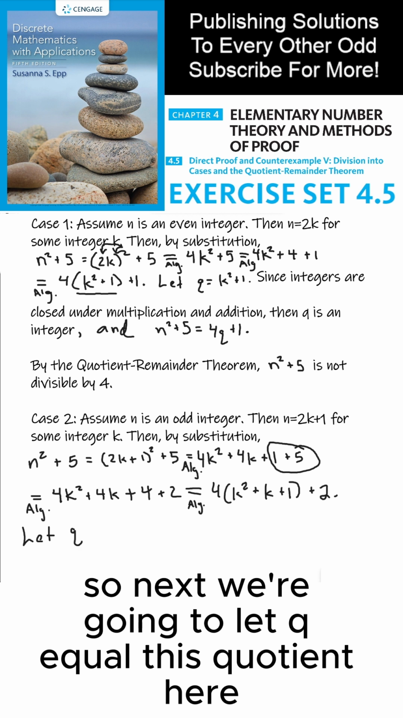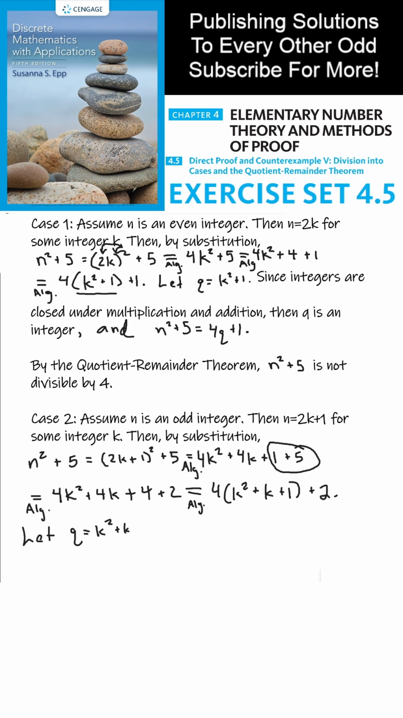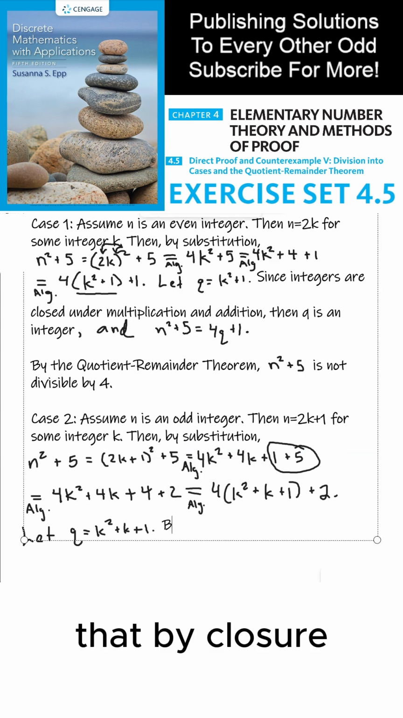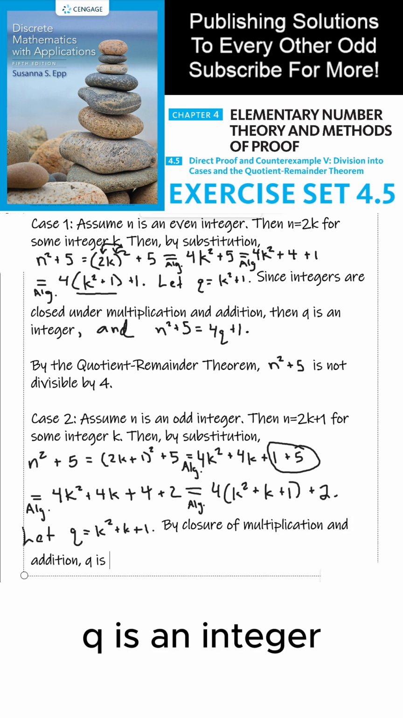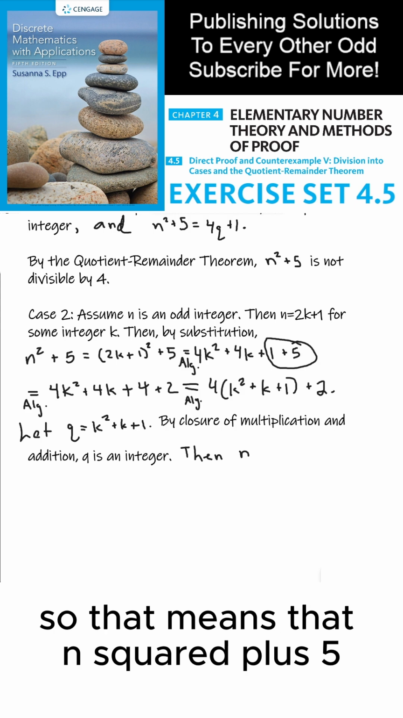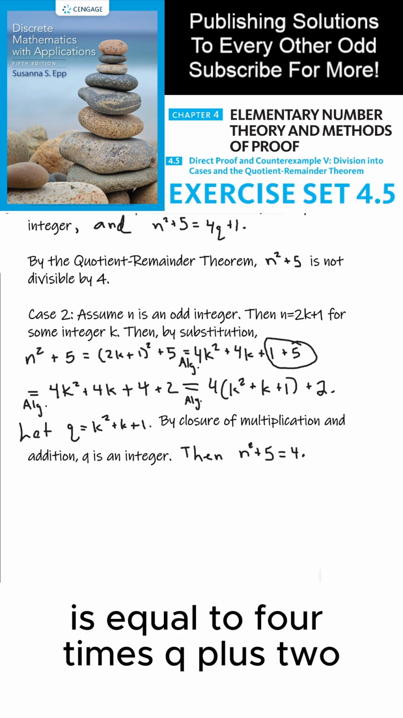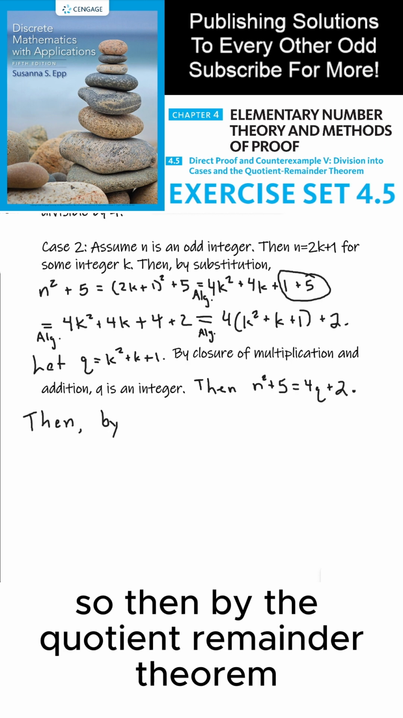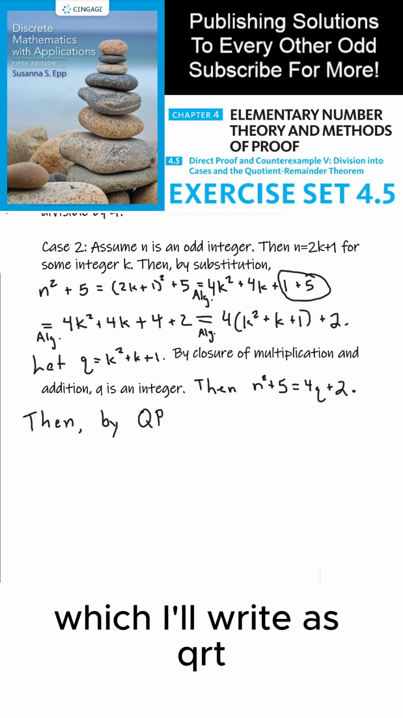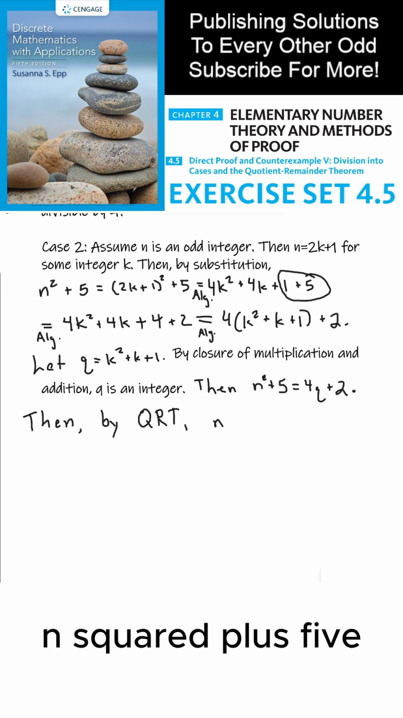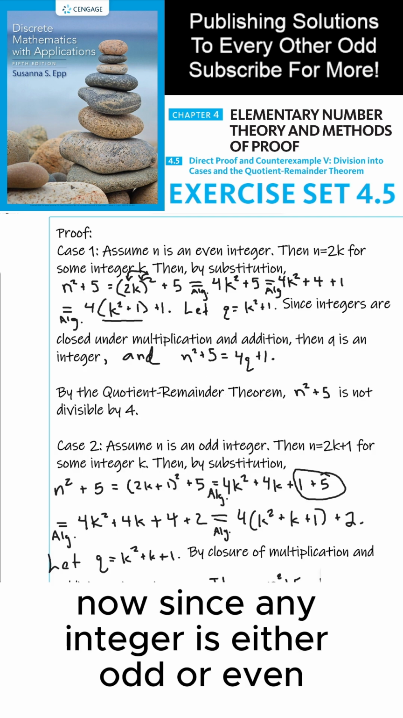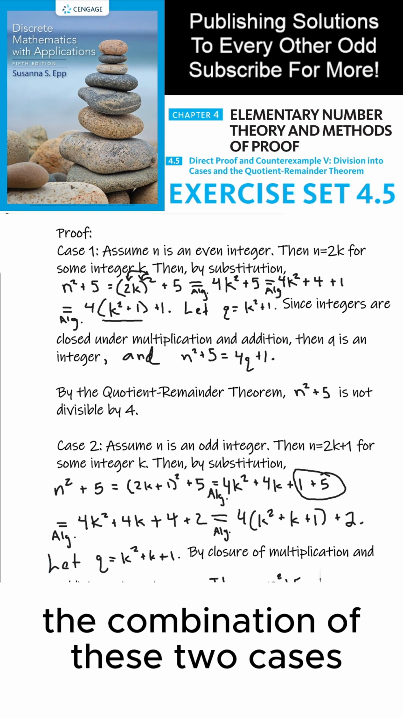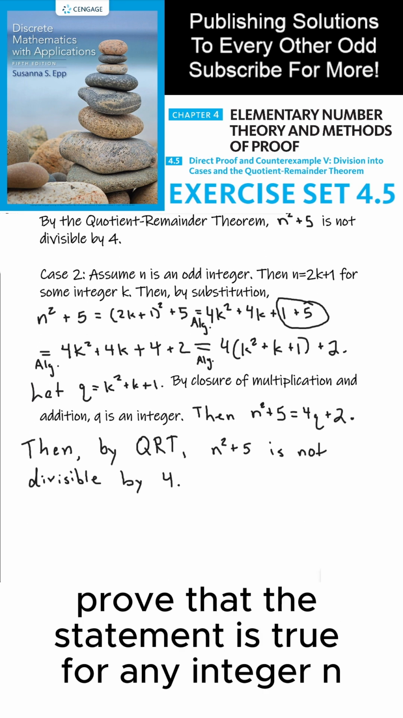So next we're going to let q equal this quotient here, k squared plus k plus 1. First we need to justify that by closure of multiplication and addition, q is an integer. So that means that n squared plus 5 is equal to 4 times q plus 2. So then by the quotient remainder theorem, which I'll write as QRT, n squared plus 5 is not divisible by 4. Now, since any integer is either odd or even, the combination of these two cases proves that the statement is true for any integer n.